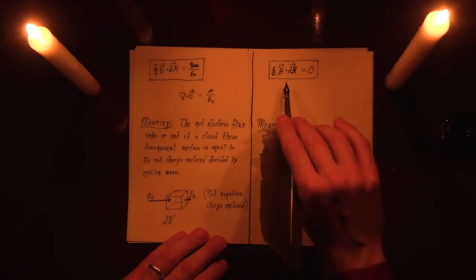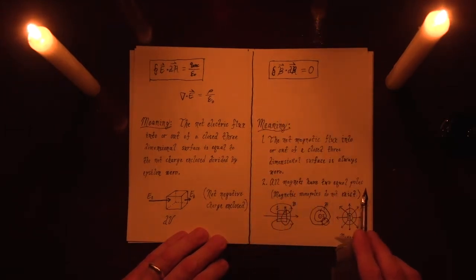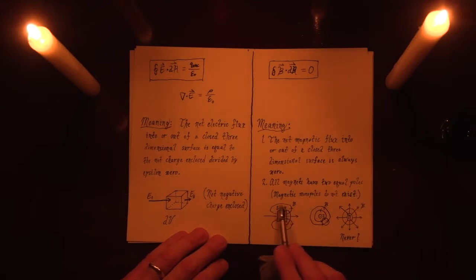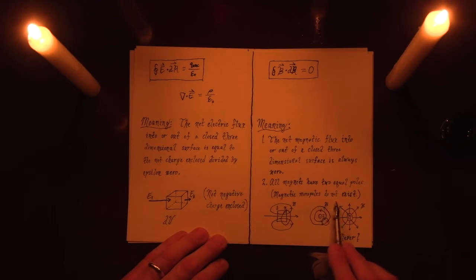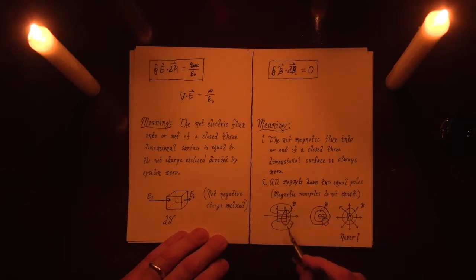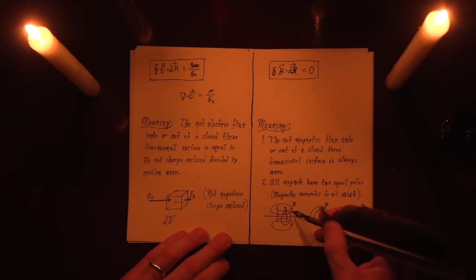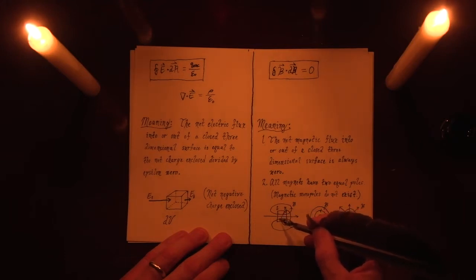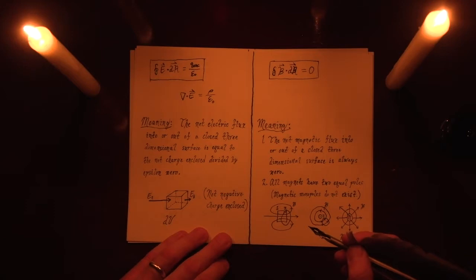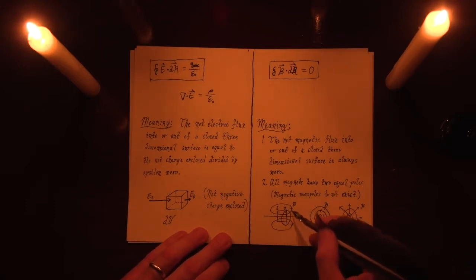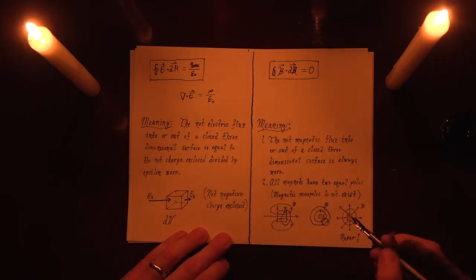Another way to say what this means is that all magnets have 2 equal poles. Yet another way to say what this means is that magnetic monopoles do not exist. So if I take a bar magnet here with a north and south pole, the magnetic field comes out of the north and goes into the south, as you can see. If I draw a three-dimensional closed surface, you see that magnetic field lines come out. I've got positive magnetic flux on this side, but on this side, I have negative because the magnetic field lines are going in. And so the net magnetic flux into or out of this area is always 0.